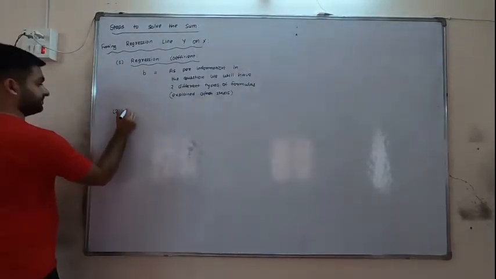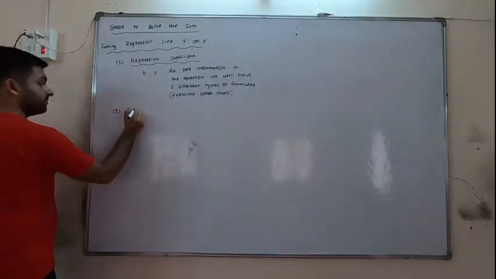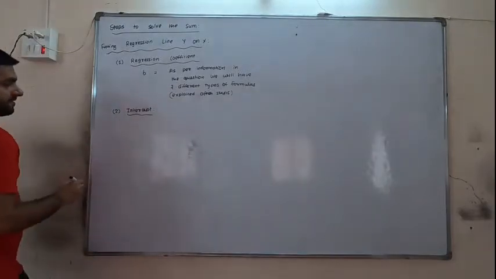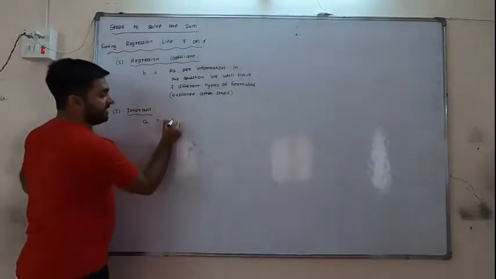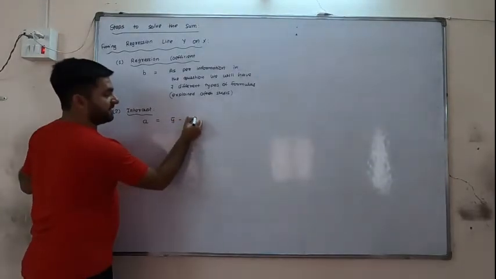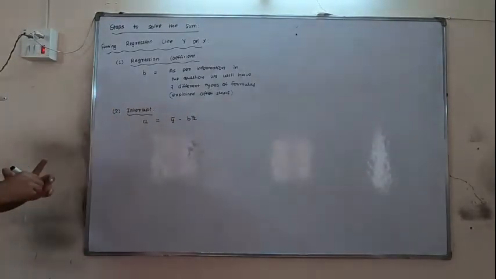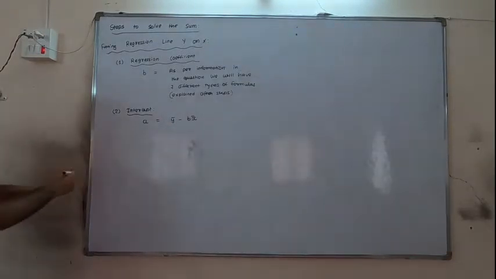Second step, intercept. What is the second step? Intercept. Intercept is denoted by a. What is the formula of a? A is equal to y bar minus b x bar. The formula for intercept a is y bar minus b x bar.